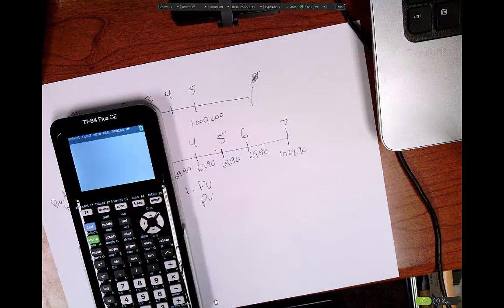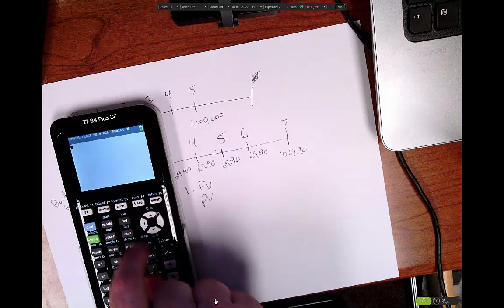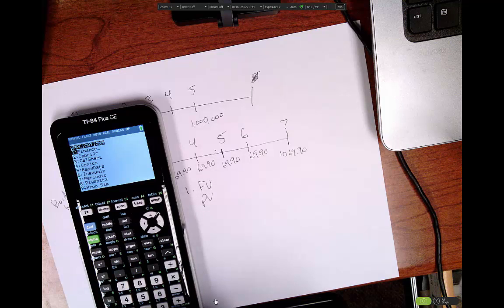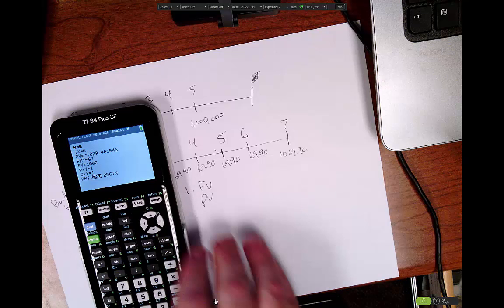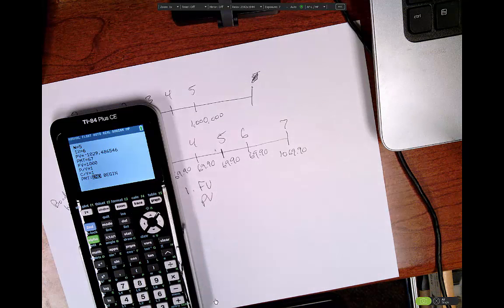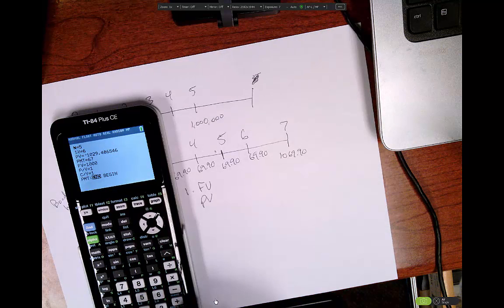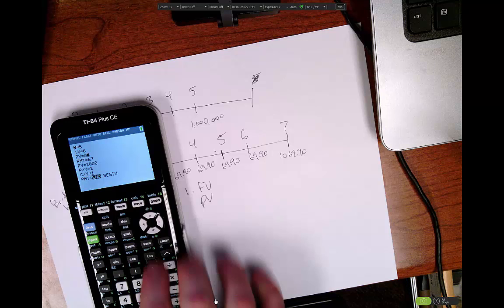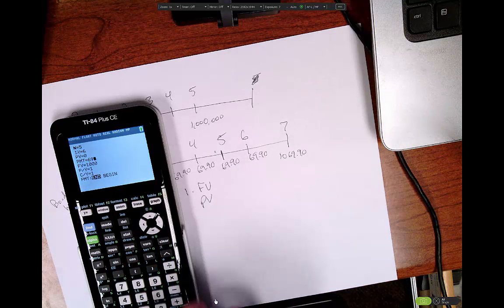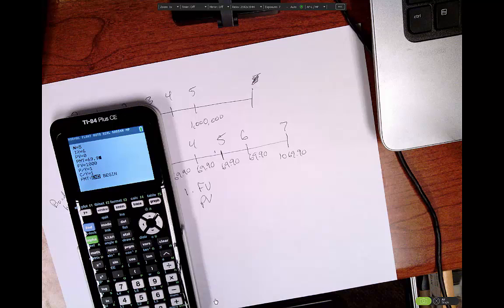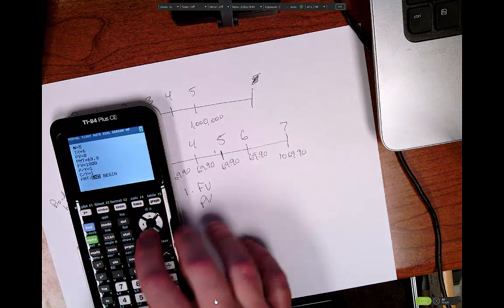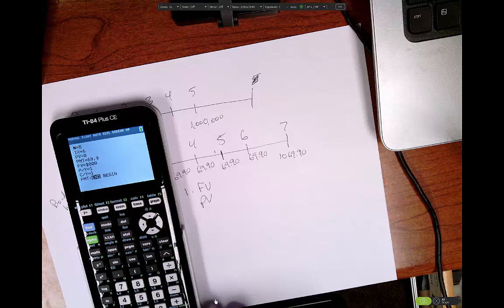There we go. And I'm going to go to Apps, Finance, Time Value of Money Solver. I'm looking for the future value in this case. So my N is equal to 5 because I have 5 payments. My interest rate is 6 because that's my yield to maturity right now. My present value in this case is going to be 0. My payment is 69.9 because that's what I'm going to get every year. And I want to compute my future value.